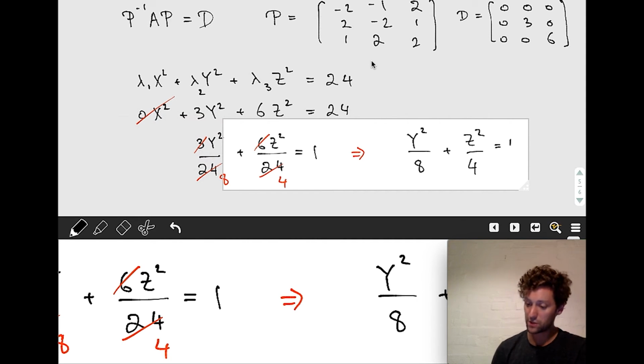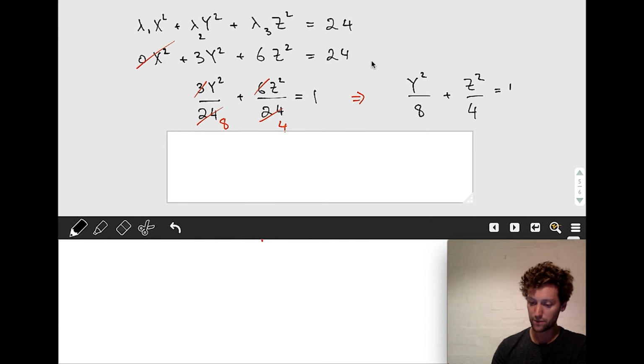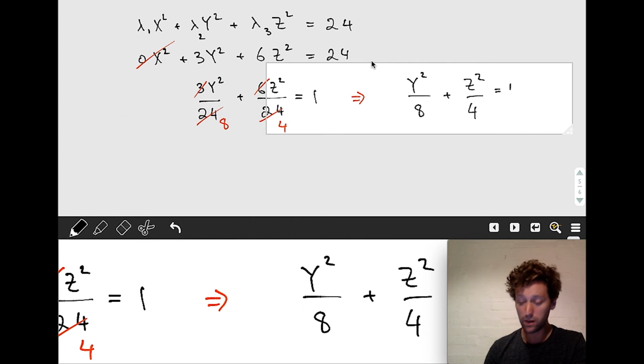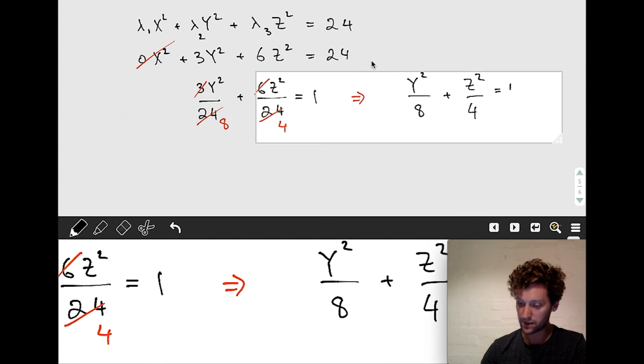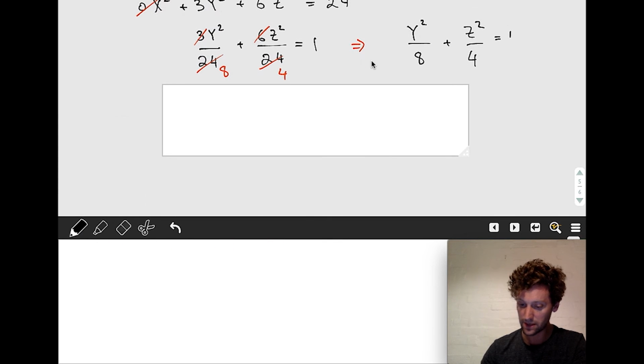So what shape does this represent? Well, it's going to have no X dependence, which means it's true for all big X, which means this thing extends infinitely in the X direction. It's also in the YZ plane got what looks like an elliptical cross-section. That is, I've got Y squared over 8 plus Z squared over 4. You notice that both of the signs of those are positive. It's going to intersect the Y-axis at plus or minus the square root of 8, and the Z-axis at plus or minus the square root of 4. So this thing is going to be a cylinder with an elliptical cross-section.